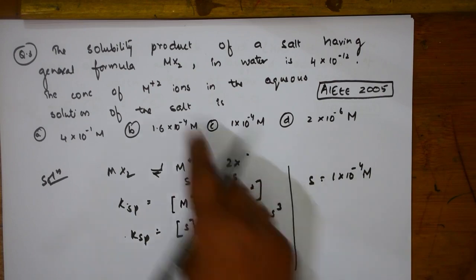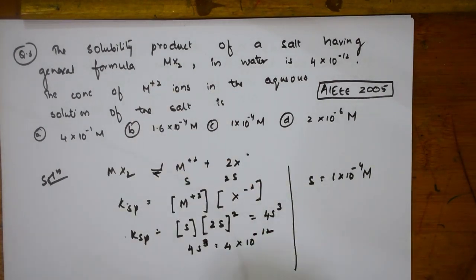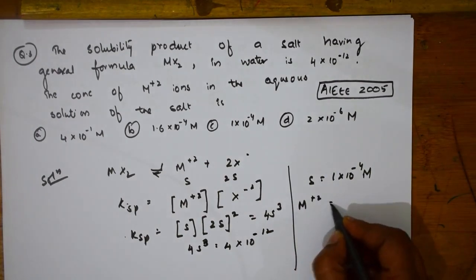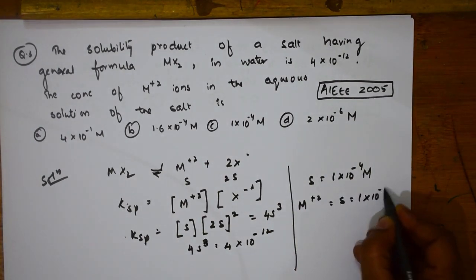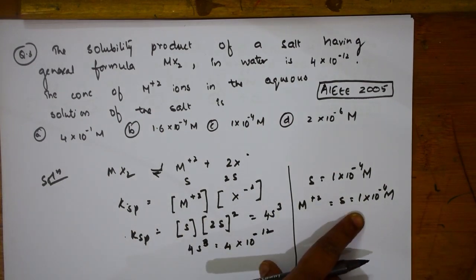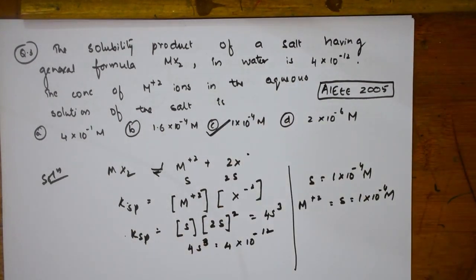Now I need to find for the M plus 2 ion. That means for that only I found out, isn't it? So for the M plus 2 ion, S is equal to 1 into 10 raised to the power minus 4 molar. So the correct option is 1 into 10 raised to the power minus 4 molar. This is the correct option.